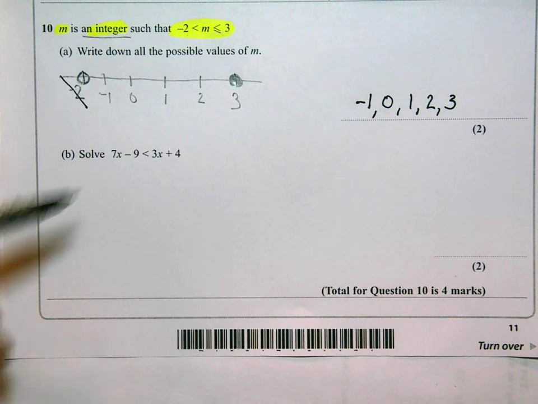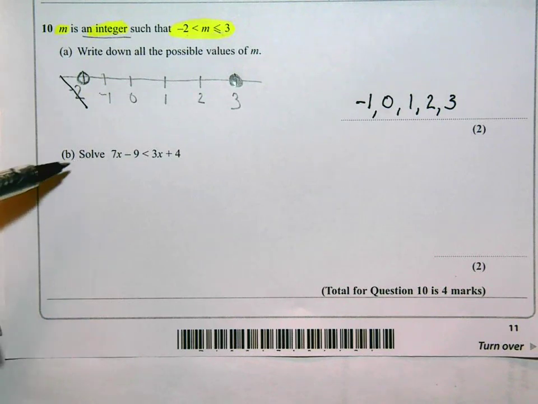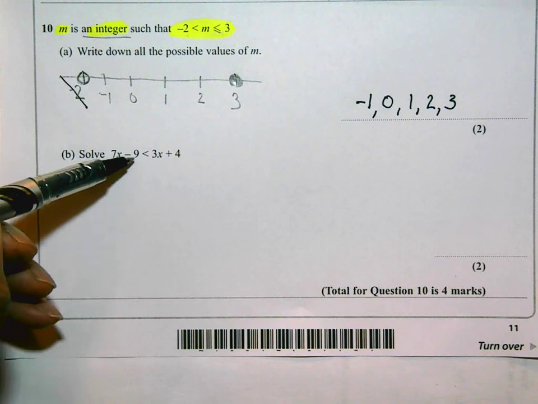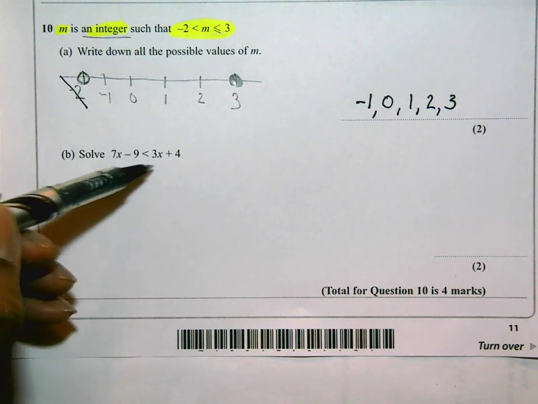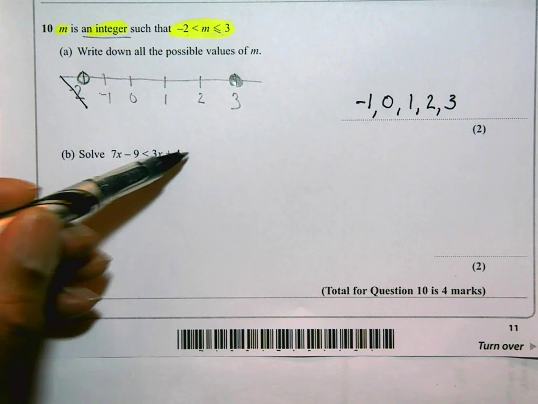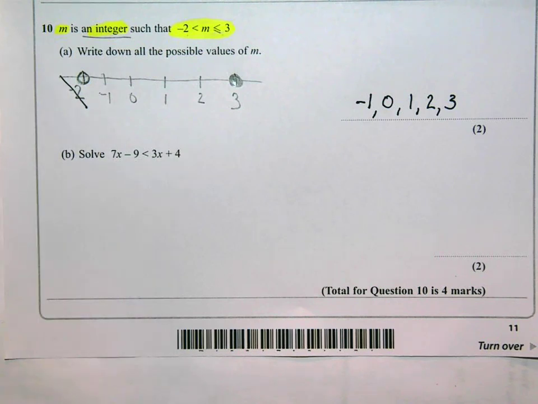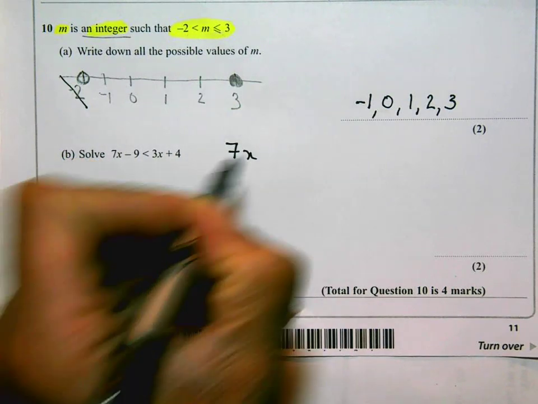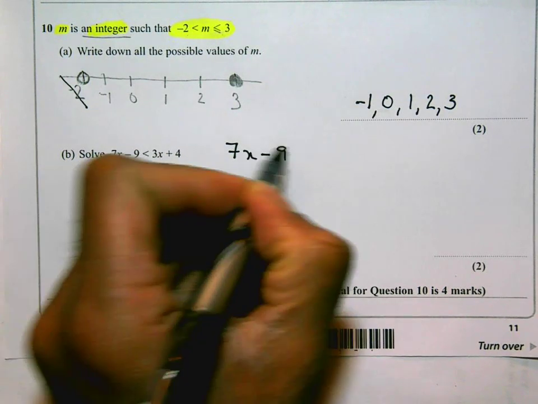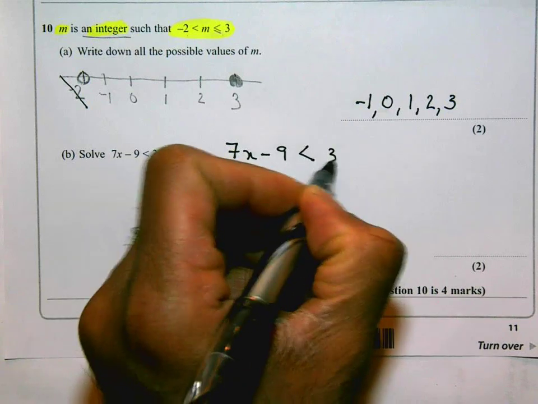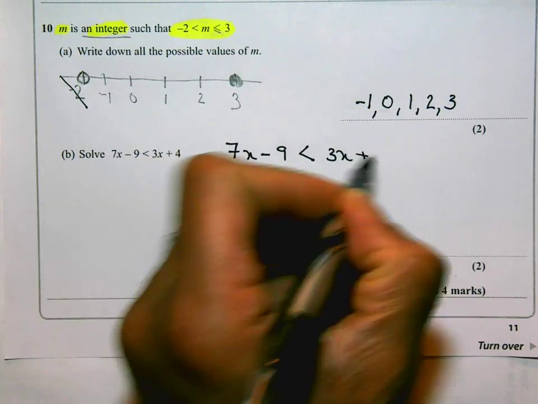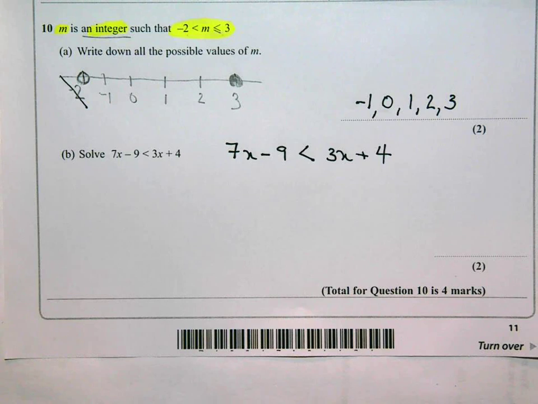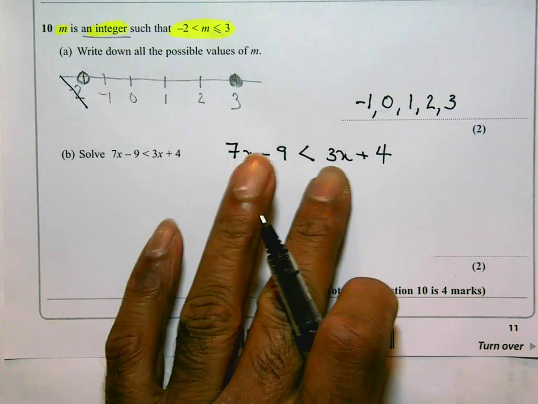Okay, going on to part B. Part B says solve 7x minus 9 is less than 3x plus 4. In this particular question, don't be fazed by the inequality. In this case, you just need to ignore it. So I've got 7x minus 9 is less than 3x plus 4. I like to rewrite the question. I want to get all the x's on one side and all the numbers on the other.